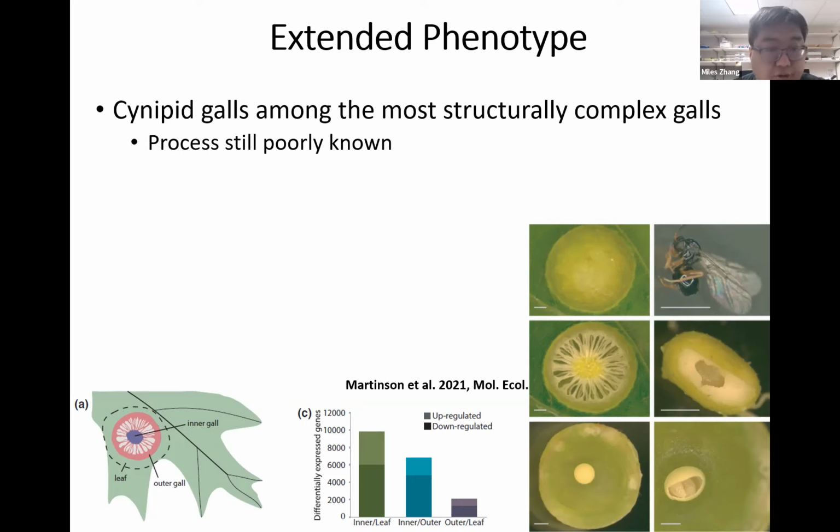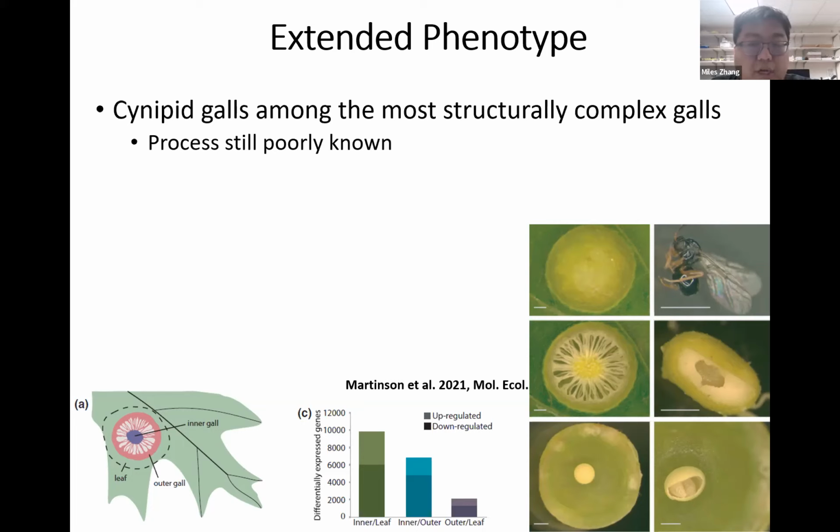So now there are some recent transcriptomic studies that have looked at galls at various stages of development. There are all these genes that are being upregulated and downregulated. So there are huge changes at different parts of the plant tissue.